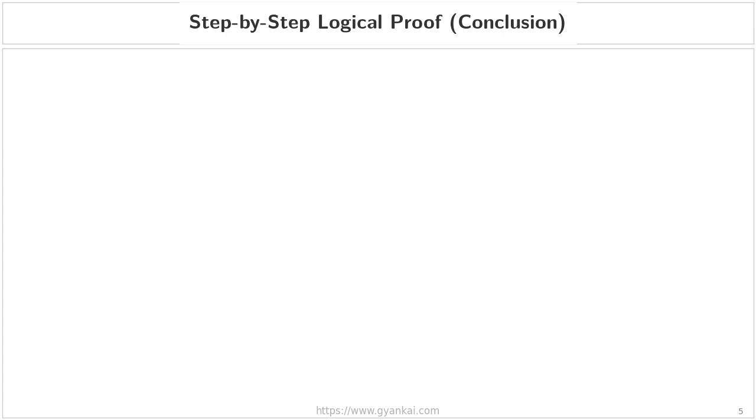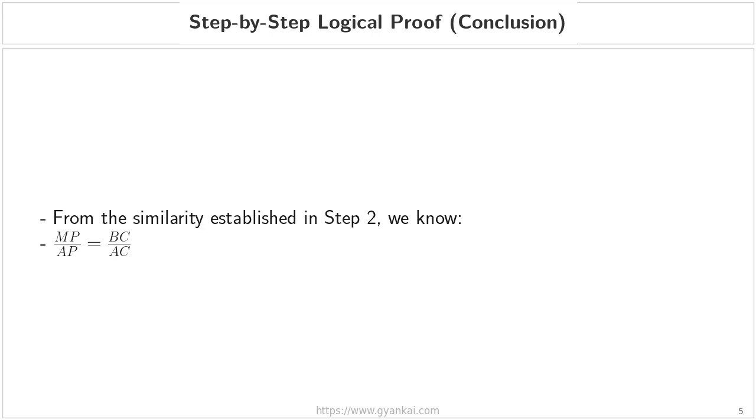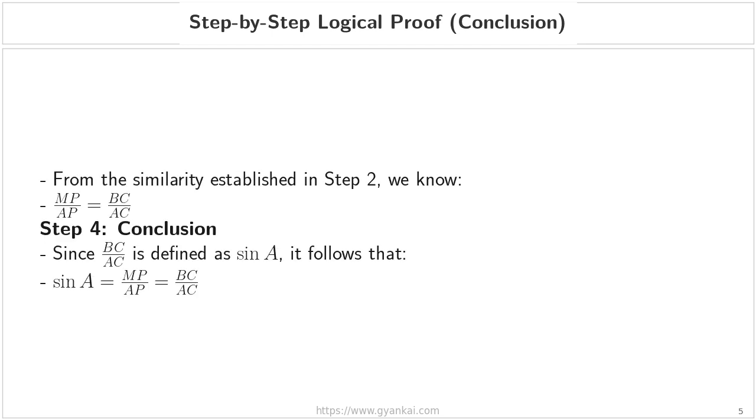Step-by-step logical proof, conclusion. If we look back at step 2, where we established that these two triangles are similar, we know that their corresponding sides must be in proportion. This means that the ratio of the side opposite to angle A to the hypotenuse in our smaller triangle, which is MP over AP, must be exactly equal to the same ratio in our larger triangle, which is BC over AB. Moving into step 4, we reach our final conclusion. Since we have already defined the ratio of BC over AB as the sine of angle A, it logically follows that sine of angle A is equal to MP over AP, which is also equal to BC over AB.